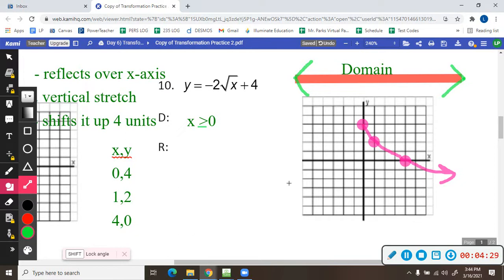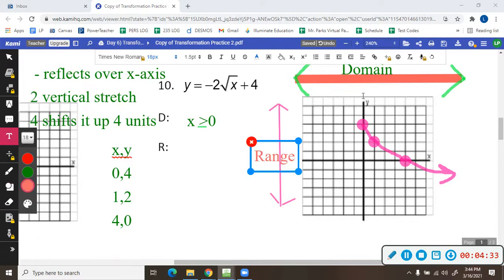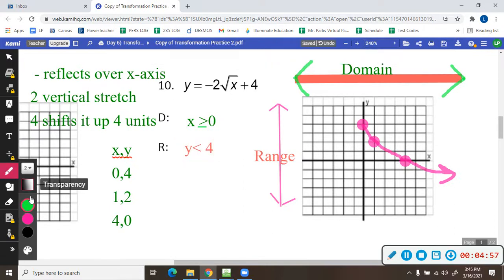All numbers bigger than 0 is what that says. And then the range is up and down, and we're talking about the y. So the highest this graph ever gets is 1, 2, 3, 4. But it goes down forever. So we need to say that y is everything less than or equal to 4. So it starts at 4, and it just goes down forever. This arrow is going to keep going down and down and down. So I need to put y is less than 4, and of course, the equal sign.